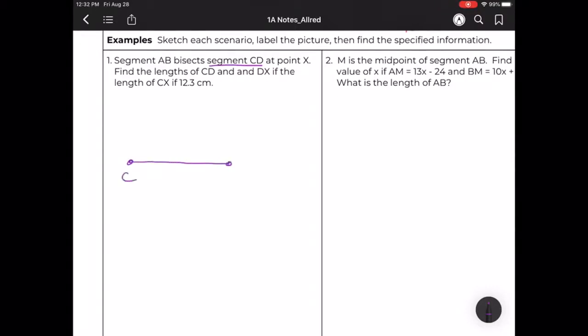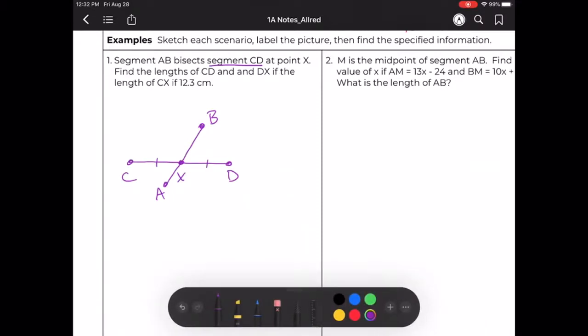So we're going to start with that one. CD, and AB bisects that segment at X. So X has to be exactly in the middle of CD. So AB can be any form here, A, B. But the main idea is that X is the midpoint then of CD. X is exactly in the middle because that's where the other segment bisects segment CD.